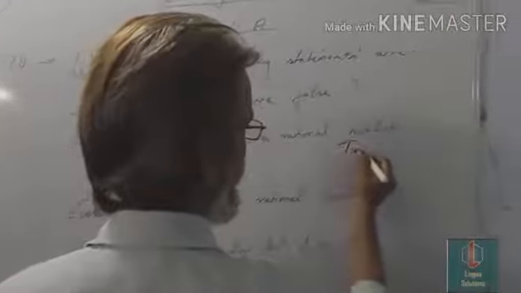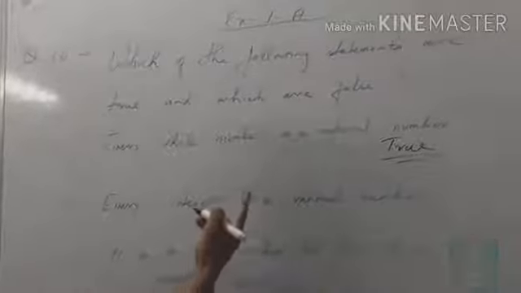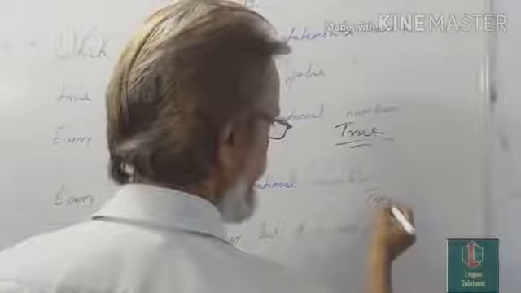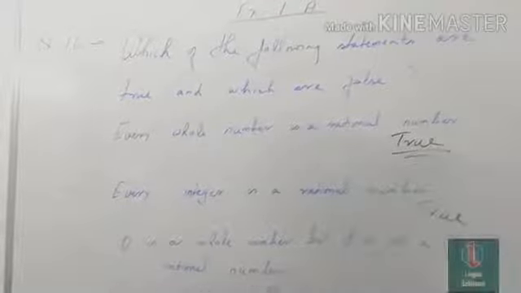Our last question is, which of the following statements are true and which are false? First one is, every whole number is a rational number. This is true. Second one, every integer is a rational number. This is also true. And the last one, 0 is a whole number but it is not a rational number. This is false.